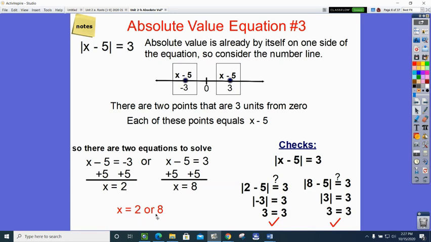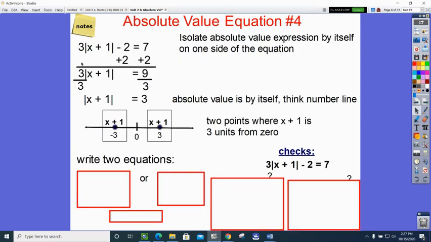Now these 2 solutions, I am going to put back in the original. And here's where I'm doing that. So 2 minus 5 is -3, but when I take the absolute value, that's 3. And 8 minus 5 is +3, and when I take the absolute value, it's 3, and I've checked my solutions.